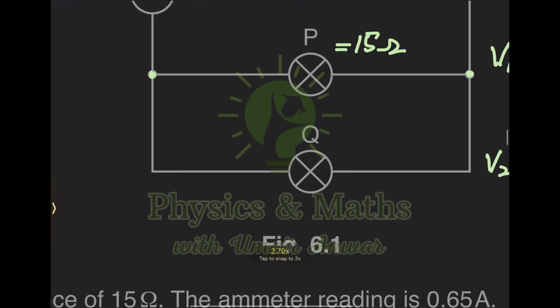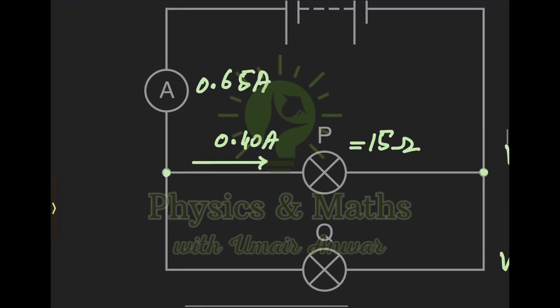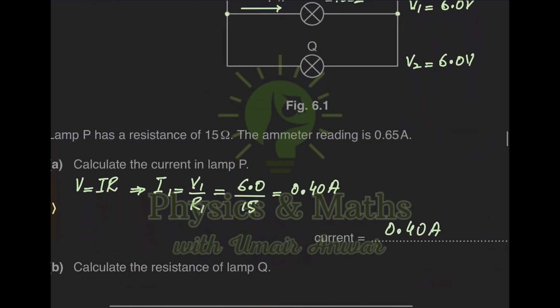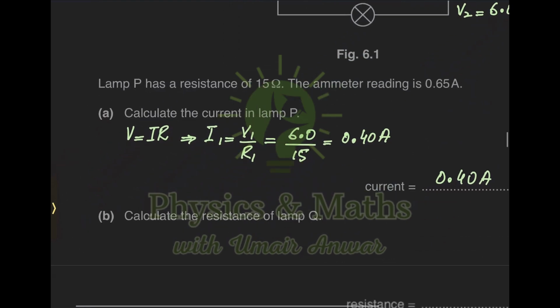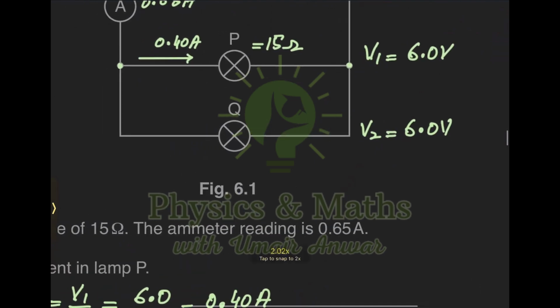It means the current flowing through this particular branch is 0.40 amperes out of the total current which was given to us as 0.65 amperes. The ammeter reading is 0.65 amperes, so the total current is 0.65 amperes. Calculate the resistance of lamp Q. Now we have to calculate the resistance of this lamp.